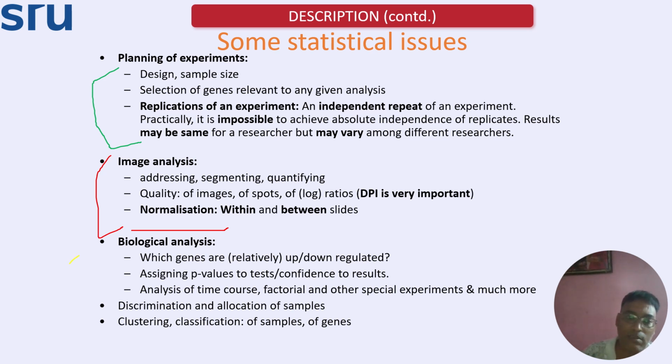Then biological analysis. The biological analysis part is a major part. After all this is done, the biological implication part is the most troublesome part here. You need to analyze each and every part properly. Which genes are relatively upregulated, relatively downregulated? The first question. Assigning p-values to the test, or confidence to the results.